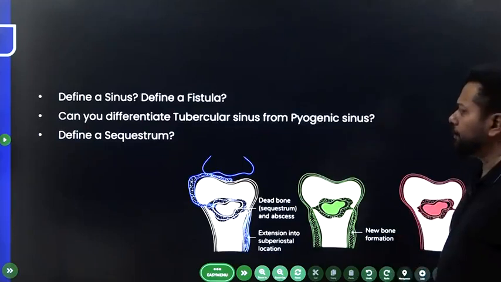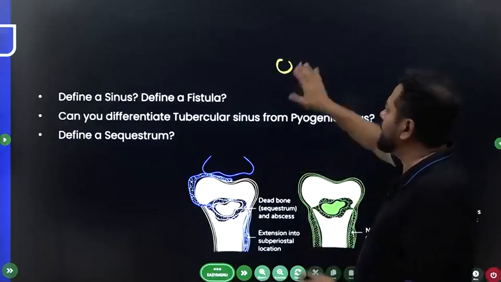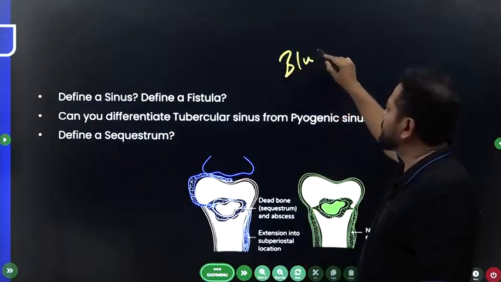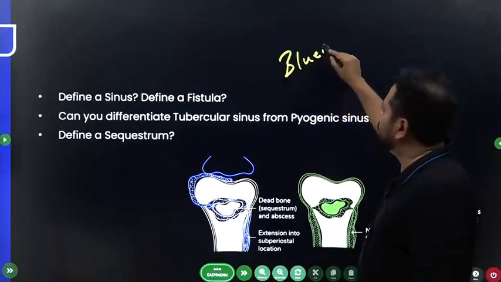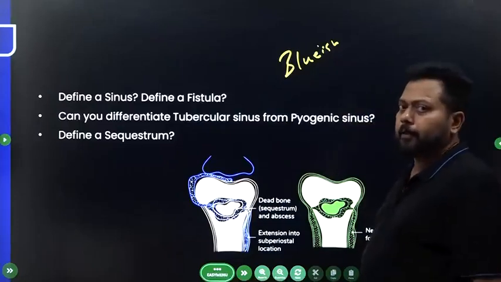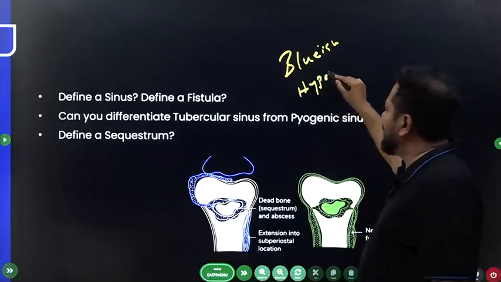Can you differentiate tuberculous sinus from pyogenic sinus? Definitely. If it's a tuberculous sinus, the edges of the sinus, the wall, will have a bluish discoloration. Number 2, second point: when you touch, you see there will be hypoesthesia.